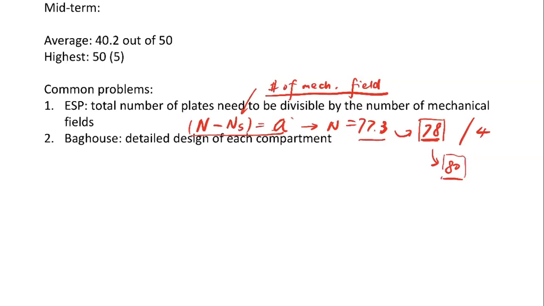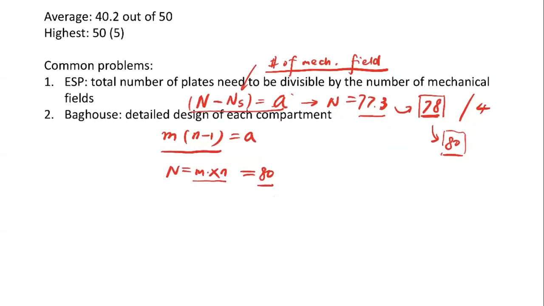But if you use our method that we went through during the class, basically that's n minus 1 multiplied by m, okay? In this way, we automatically assume that the total number of plates, which is m multiplied by n, is going to be divisible by the number of mechanical fields. So in this way, you can directly get the answer equal to 80. All right. So that is a problem for the ESP design.